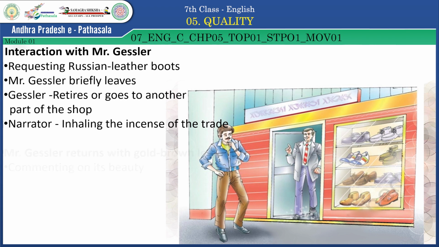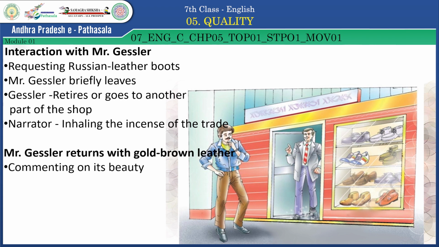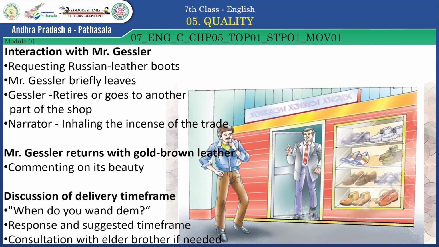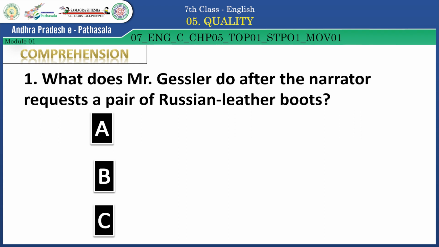Mr. Jessler would return, holding a piece of gold brown leather and remark on its beauty. After the narrator admired it as well, Mr. Jessler would ask when the boots were needed. The narrator would respond and Mr. Jessler would suggest a time frame, such as tomorrow fortnight, or consult his elder brother if necessary.